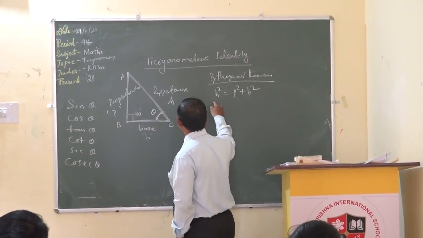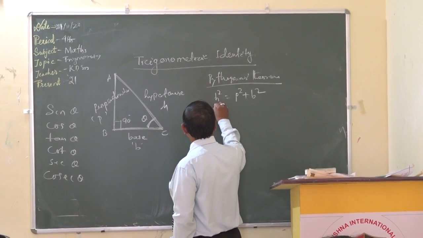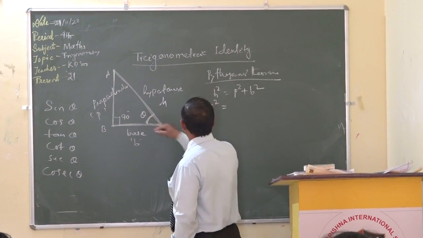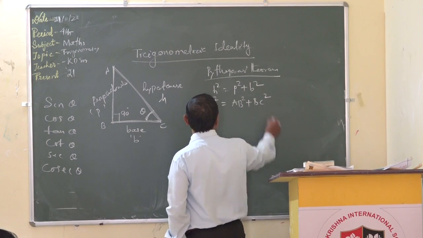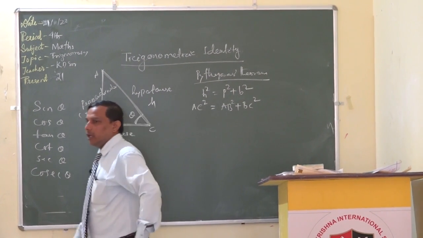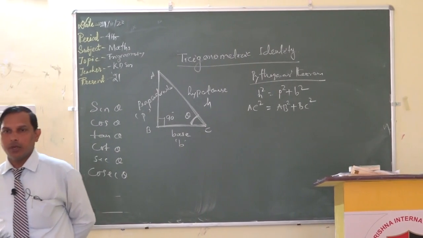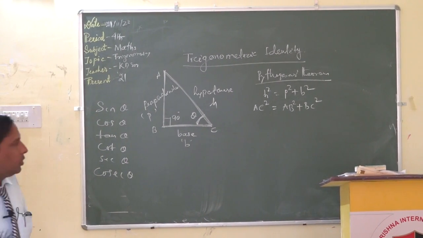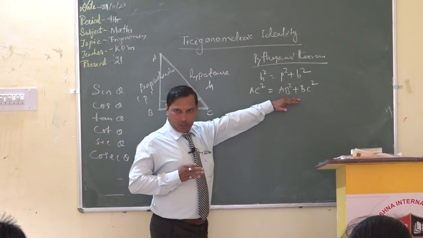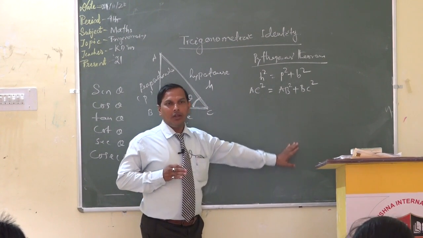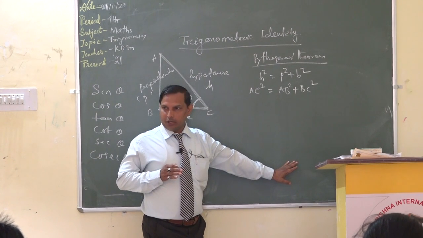Here H is equal to AC. AC square is equal to what? AB square plus BC square. Okay. So by taking this Pythagoras theorem, we can find out the 3 identities of trigonometry.